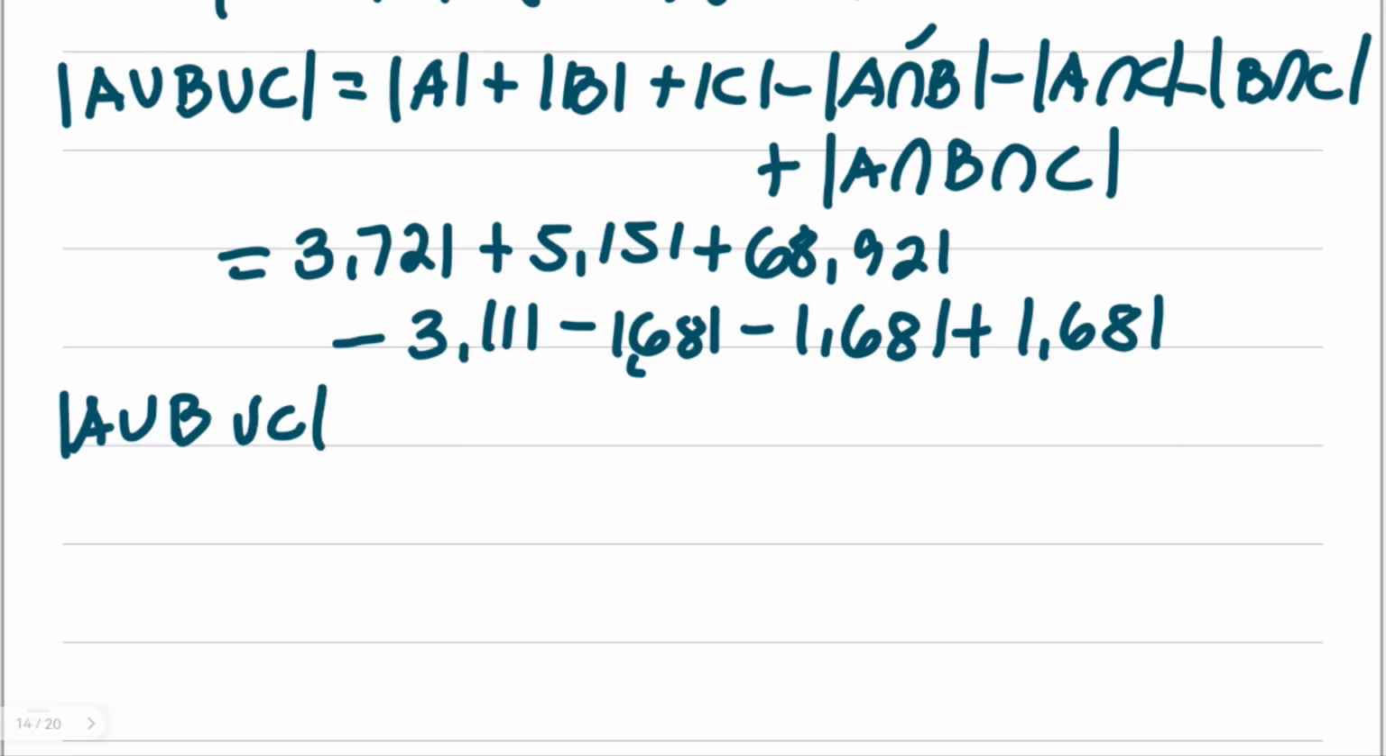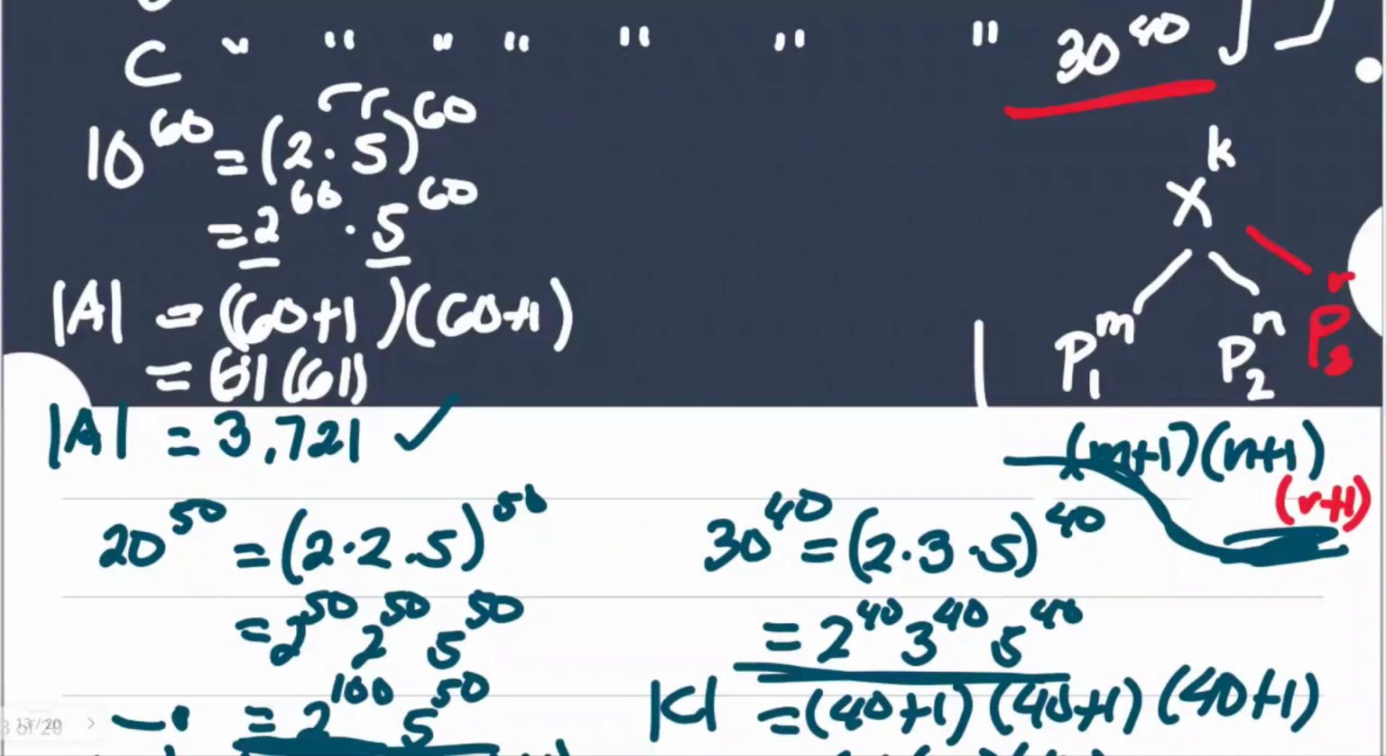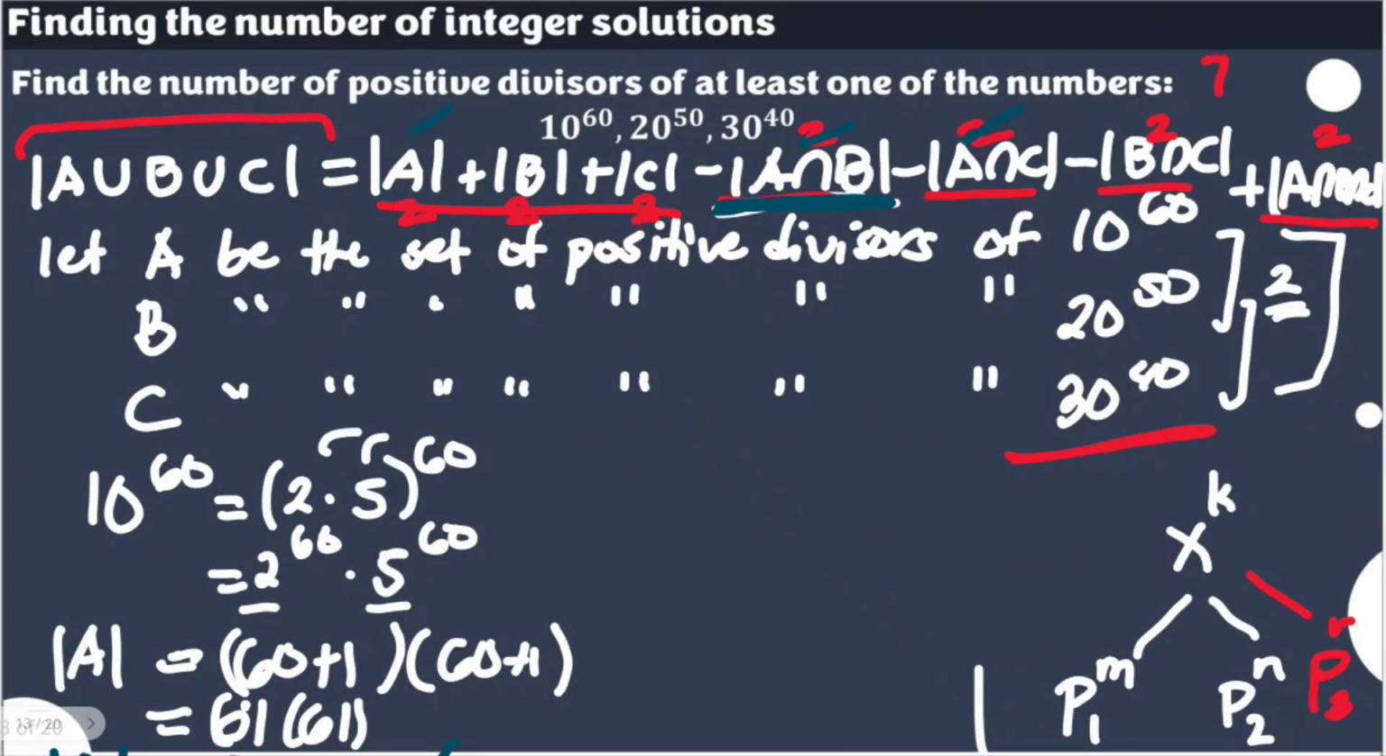Let's do it step by step. 3,721 plus 5,151 plus 68,921 minus 3,111 minus 1,681 minus 1,681 plus 1,681. This is equal to 73,001. This is the total number of positive divisors for at least one of the exponentiations already identified. The answer is 73,001. So this is the result here, 73,001 positive divisors for at least one.